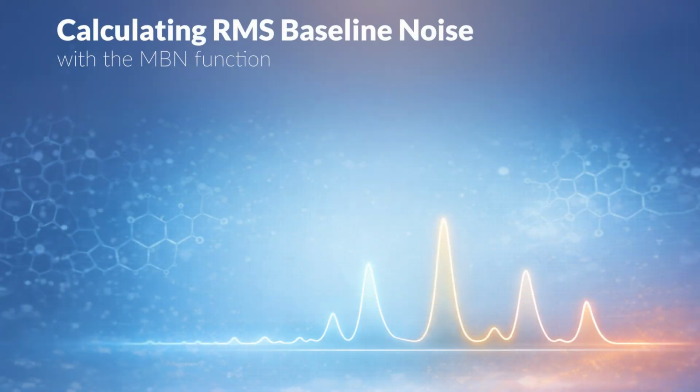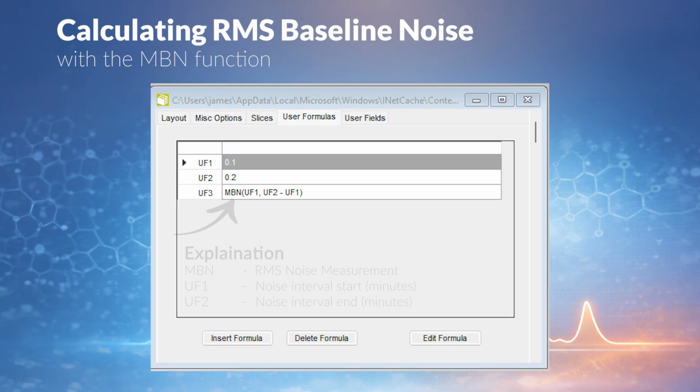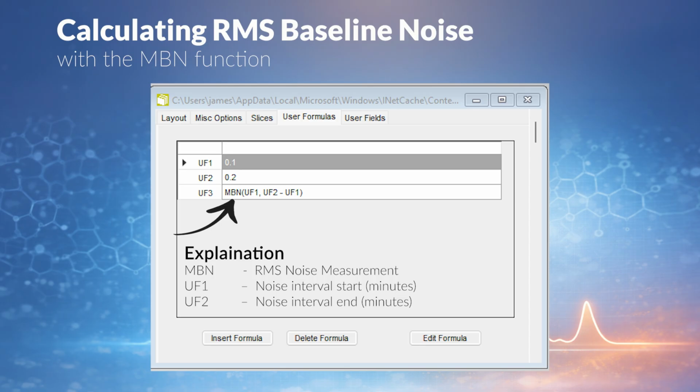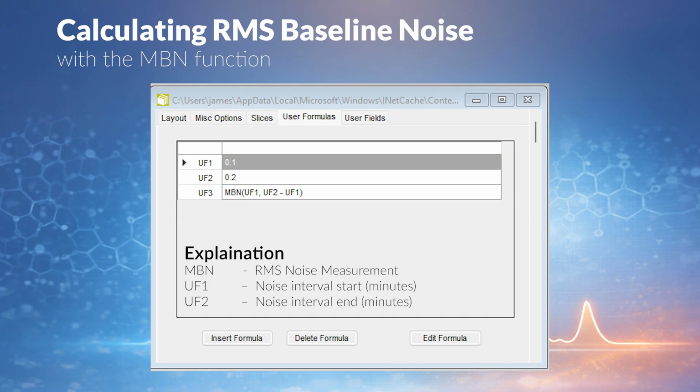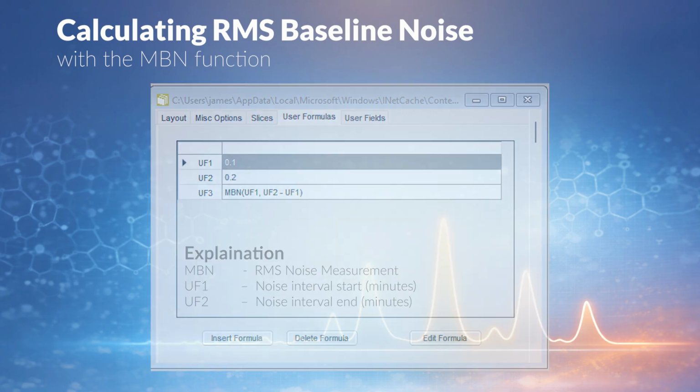Calculating RMS baseline noise with the MBN function. RMS baseline noise is calculated using the MBN chromatogram function within a user formula. The function operates directly on the chromatogram trace and returns a single RMS noise value for the defined interval. This value represents baseline variation only and is not influenced by peak integration, peak width, or reporting format.